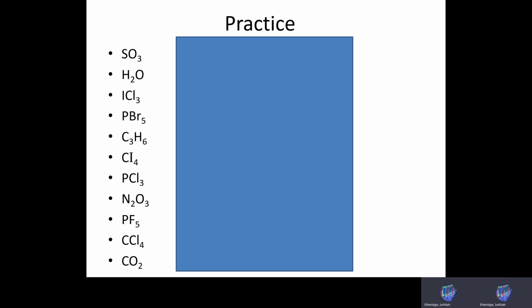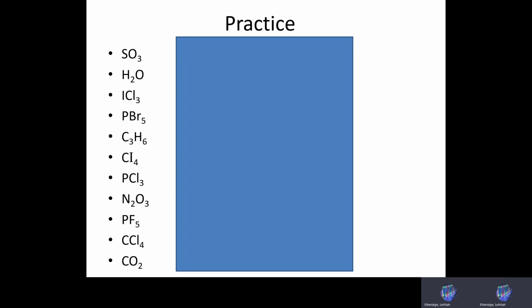Is PF5. First element does not have more than 1, so there are 5 of them. So I need to use the prefix for 5, which is penta. So it's going to be phosphorus pentafluoride.